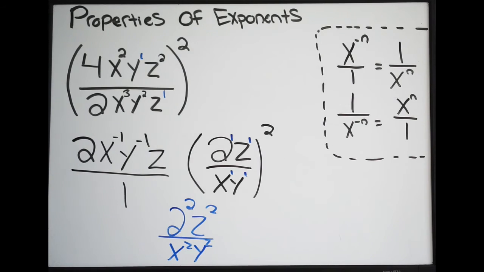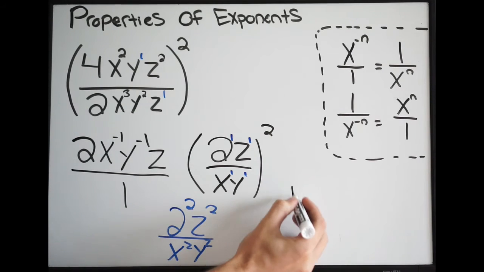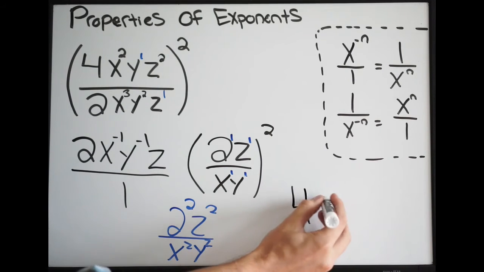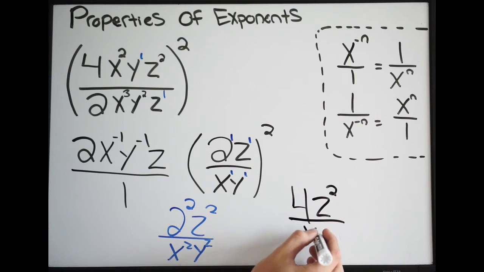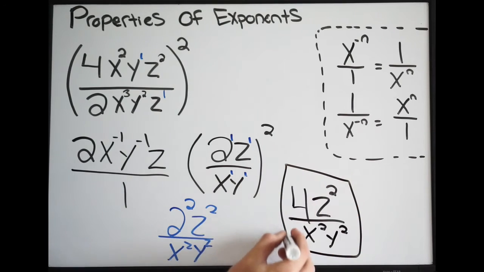And then we can go ahead and just do 2 squared, which we know is going to be 4. So our final answer is going to be right here, 4 and then z squared all over x squared, and then y squared. This right here is your final answer. Let's try one more example.